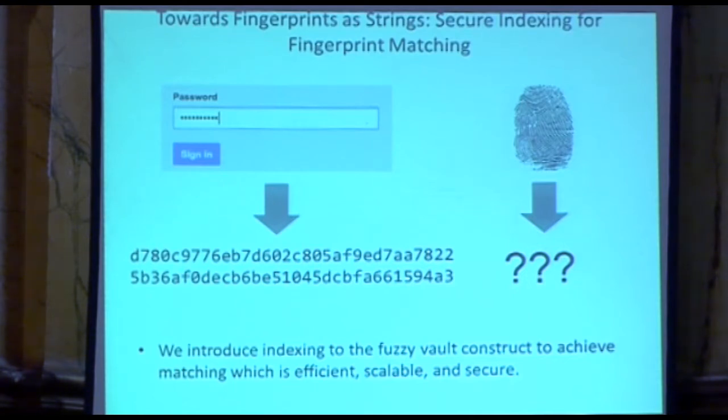So we're all used to the way passwords work. We can hash a password and store that in a database, and it can't be inverted. So this is one of the SHA-256 hashes of one of my passwords. I'm confident putting it up on the screen because you won't be able to invert it.